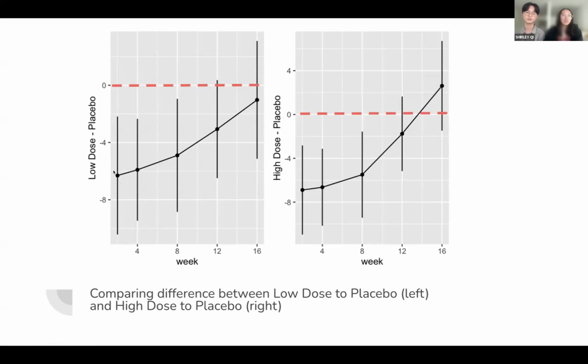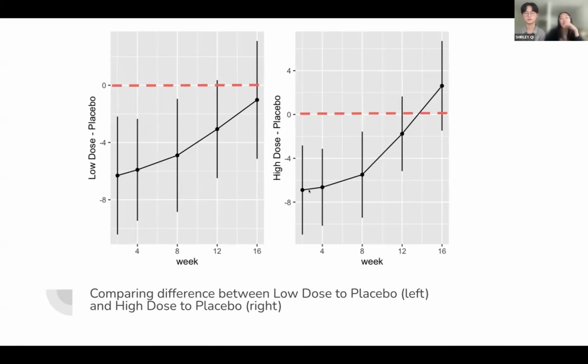And then here we have a comparison between low dose to placebo. So this is 5,000 units to placebo versus 10,000 units to placebo. And in both cases, they start relatively low. So that means the low dose is actually helping with the pain. But then as we can see around week 12, it's starting to get closer to 0. And then by week 16, there's basically no difference at all. And then for the high dose, we see the same thing, like in week 0 or weeks 2 to 4.